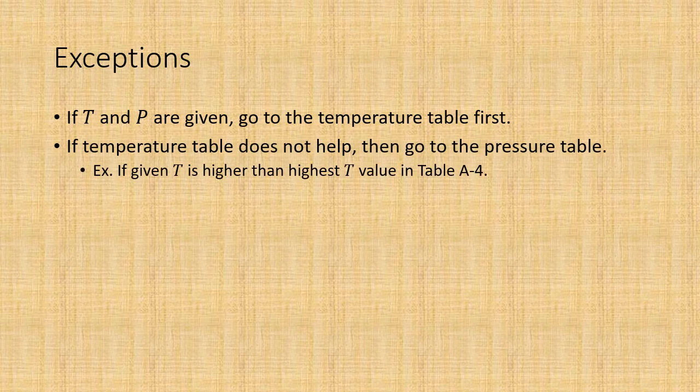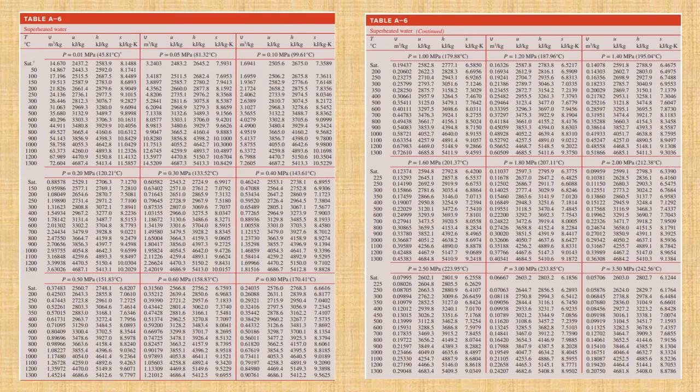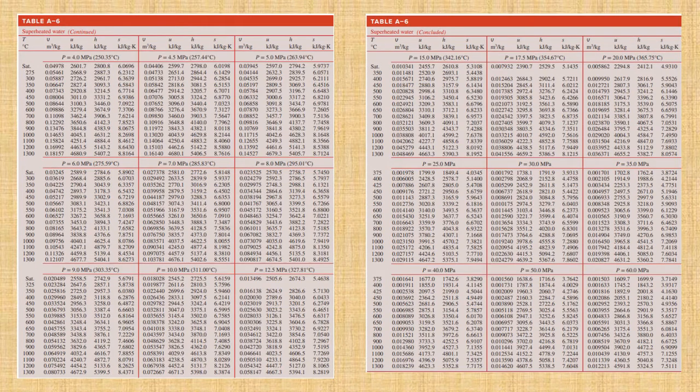Last is table A6, the superheated water table, which is 4 pages long. The first 2 pages look like this, and the last 2 pages look like this. Table A6 contains specific properties of superheated vapor for various combinations of pressure and temperature.